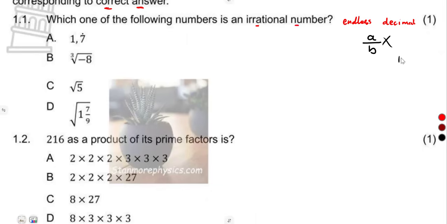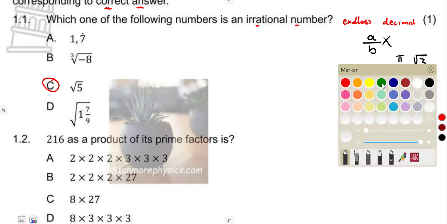So we are talking about pi, we are talking about square root of numbers, square root of 3, square root of 7, something like that. Those are irrational numbers, remember? So the best answer was going to be C, the square root of what? The square root of 5.